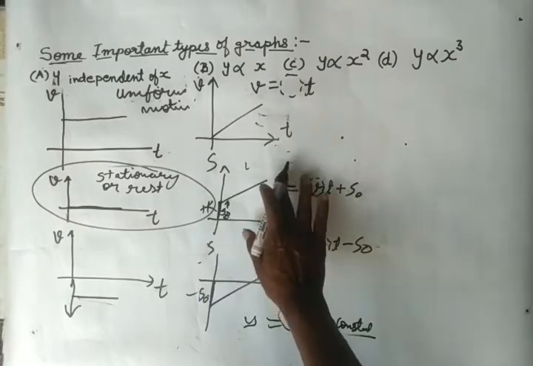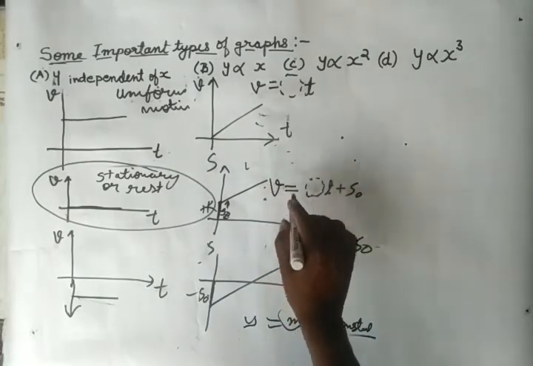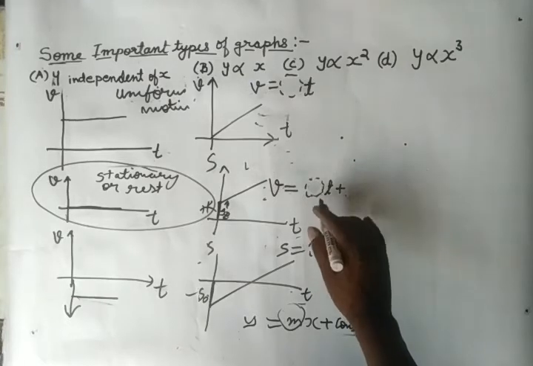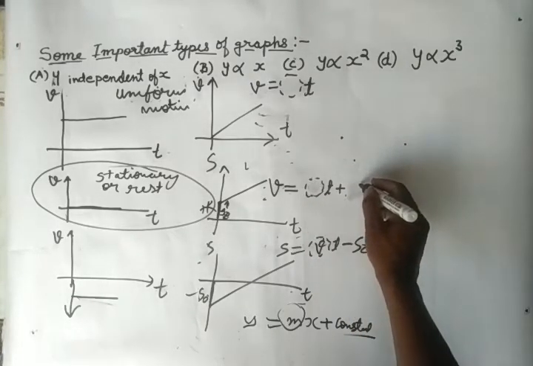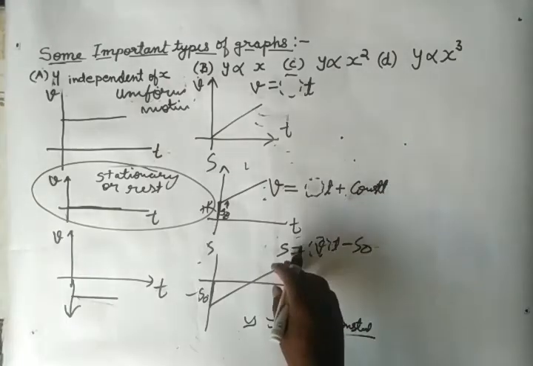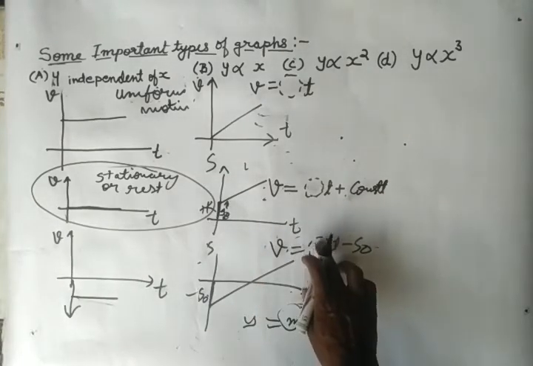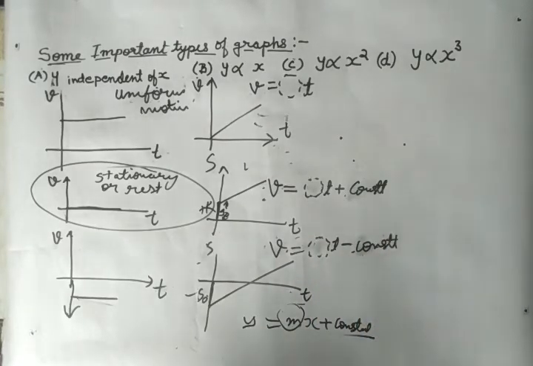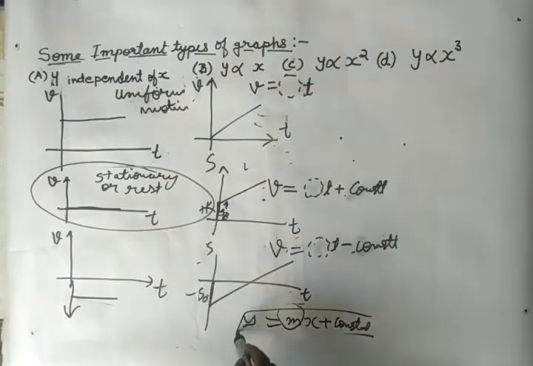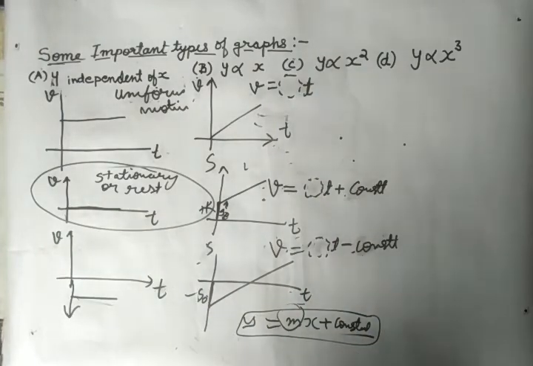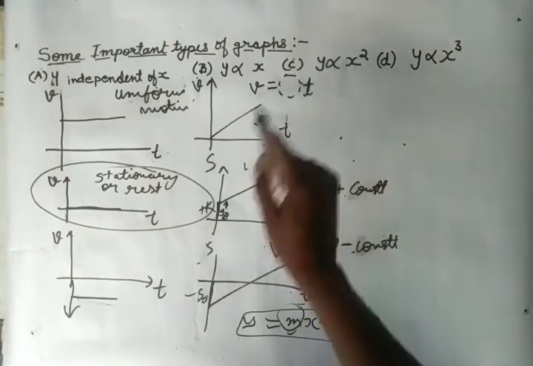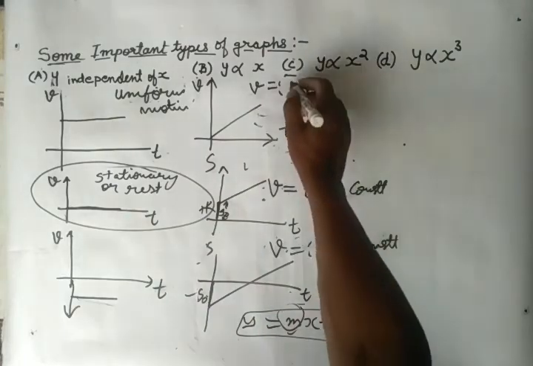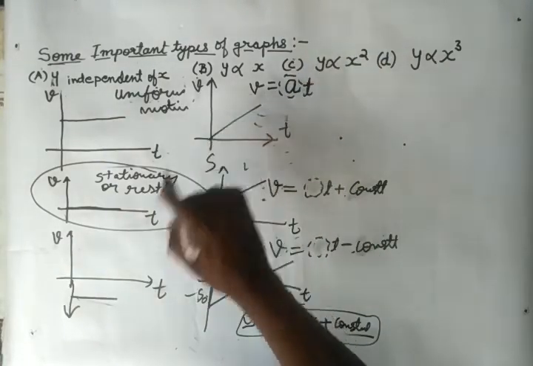So once again, I'll write velocity equal to some constant into t plus some other constant. Here also, v equal to some proportionality constant and minus some other constant. All right, so once again y equal to mx plus c. This is the formula for a straight line. So here m is the slope, and v equal to some slope into t. For the vt graph, slope is acceleration. This is the case when initial velocity is 0.